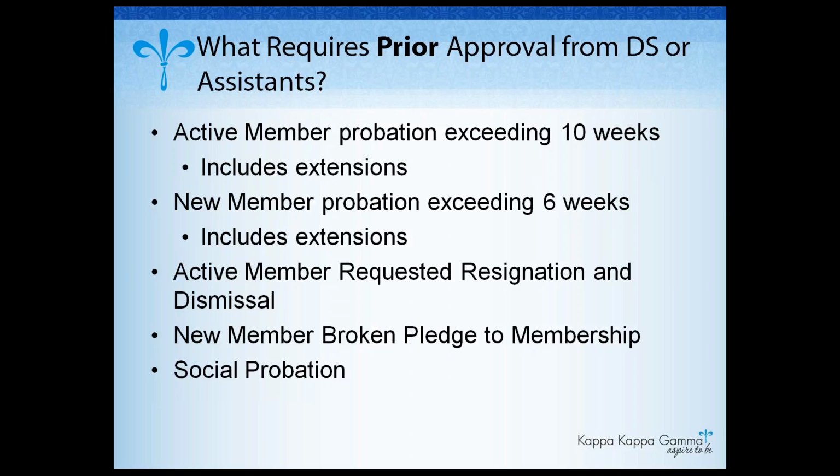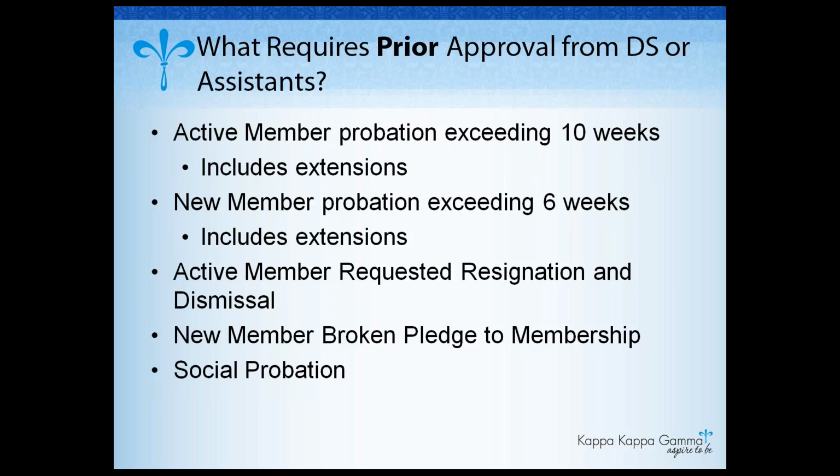So if you think that might be the direction you go with a specific member conference, then go ahead and just shoot Colette an email and explain to her the situation, and she can approve that for you before the meeting happens. A requested resignation or a dismissal or a broken pledge to membership also needs to have the approval before you mention this to the member as a course of action. So that is going to be something that needs to be emailed in to the Director of Standards or the assistants before that member gets called into standards.